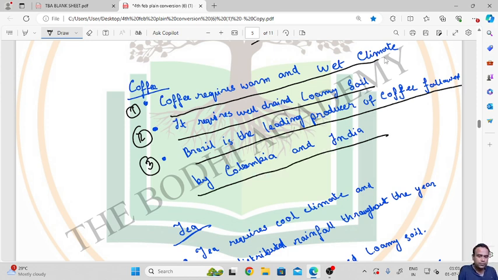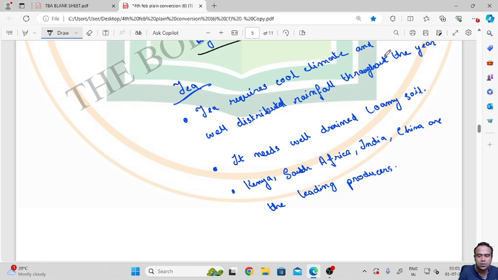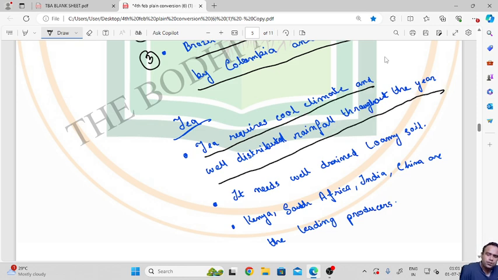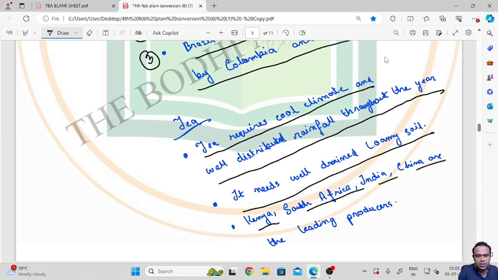Tea. It is also known as the commercial cash crop. Tea requires cool climate, well distributed rainfall throughout the year. It needs well drained loamy soil. Kenya, South Africa, India, China are the leading producers of tea. So India has an important rank in the production of tea.